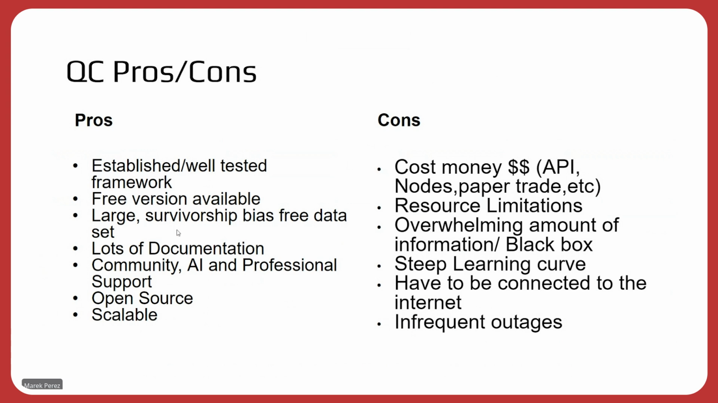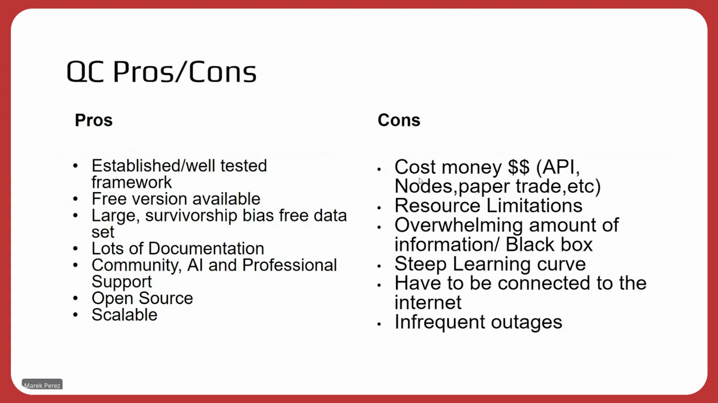There are free versions available. They have a large survivorship bias free data set, tons of documentation. There's community AI support where they have this Ask Mia AI bot, and then they have professional support, but that depends on the package you buy. I think it's the second tier, you get professional, where you can submit support tickets, and they'll look at your code and diagnose things for you. And it's open source and scalable.